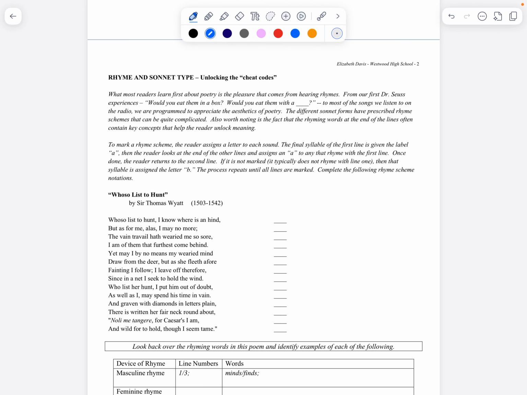All right, students, it is Mr. Torres again. Back to talk about sonnets. We are still working with the sonnet "Who Solicits to Hunt" by Sir Thomas Wyatt. Remember, this is going to be the sonnet that I am walking you through.